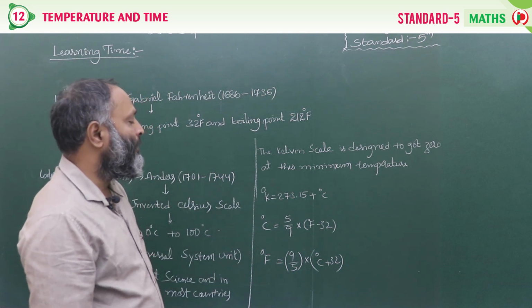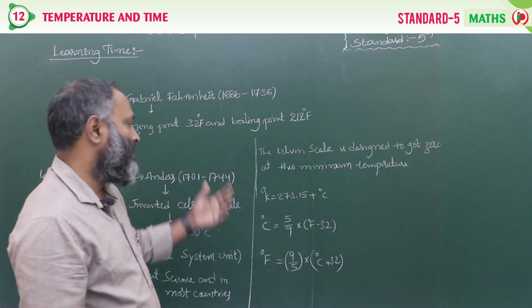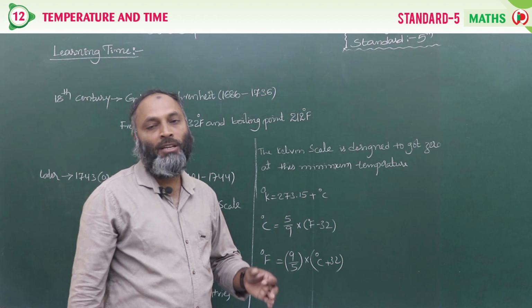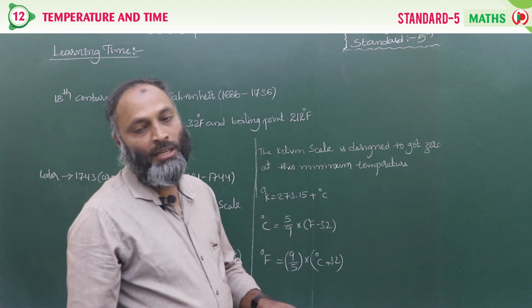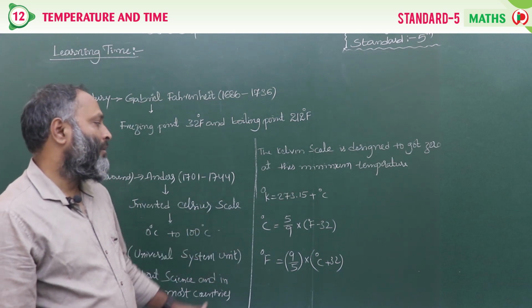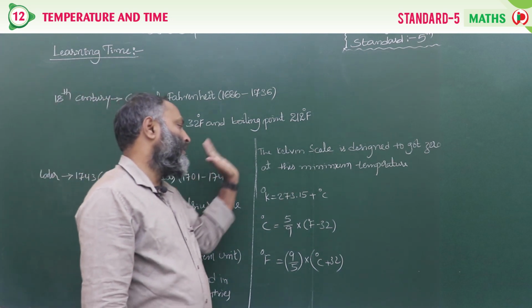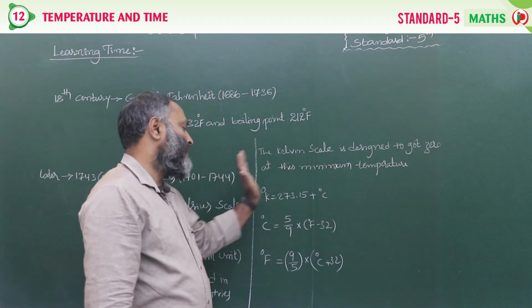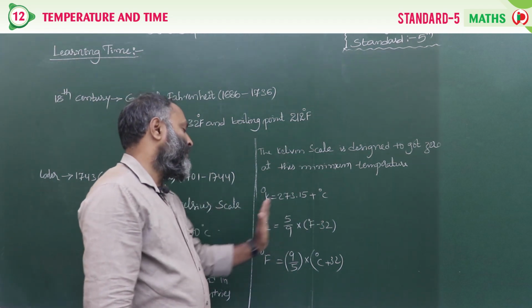Now, the Kelvin scale is there. So why was the Kelvin scale designed? To get the minimum. So what is the minimum temperature? For that we are using the Kelvin scale. And here the combination means how to convert Kelvin into degrees Celsius, and Fahrenheit into degrees Celsius.